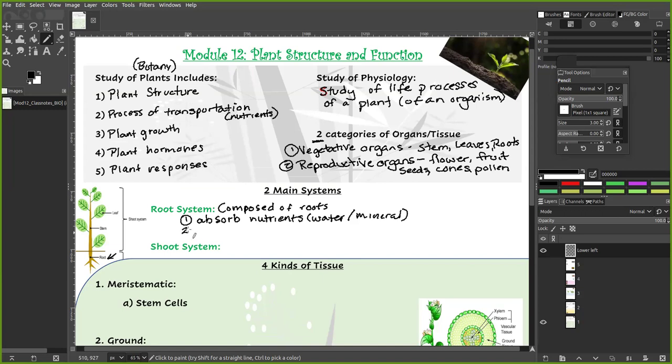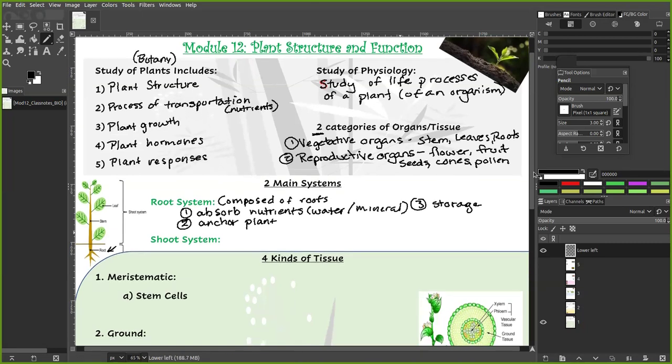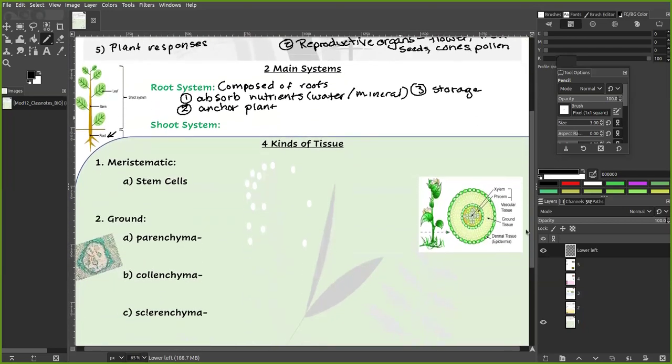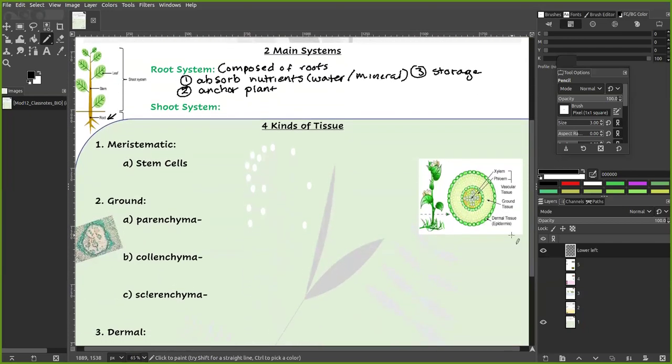Its second function, can you think about it? What would it be? It's to anchor the plant, to keep it from blowing away. And the third function is to store things, so storage. For example, root vegetables store a lot of their extra glucose down in roots. Things like carrots and turnips, radishes, things like that. They're storing food or extra food in their roots.